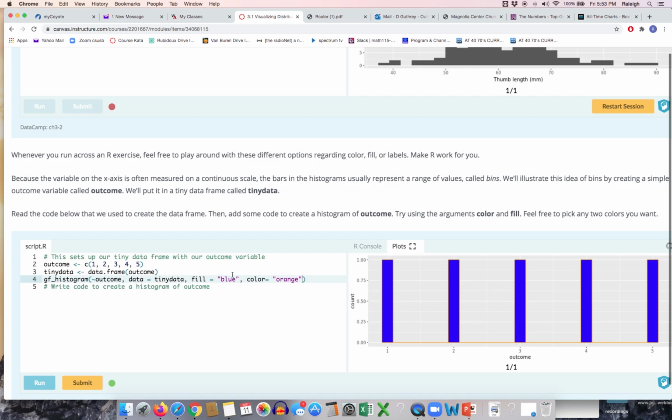The fill is the inner part of the histogram. The color is the outside part of the color. And you can see now that the x-axis is done in orange, so that's also nice to show it.